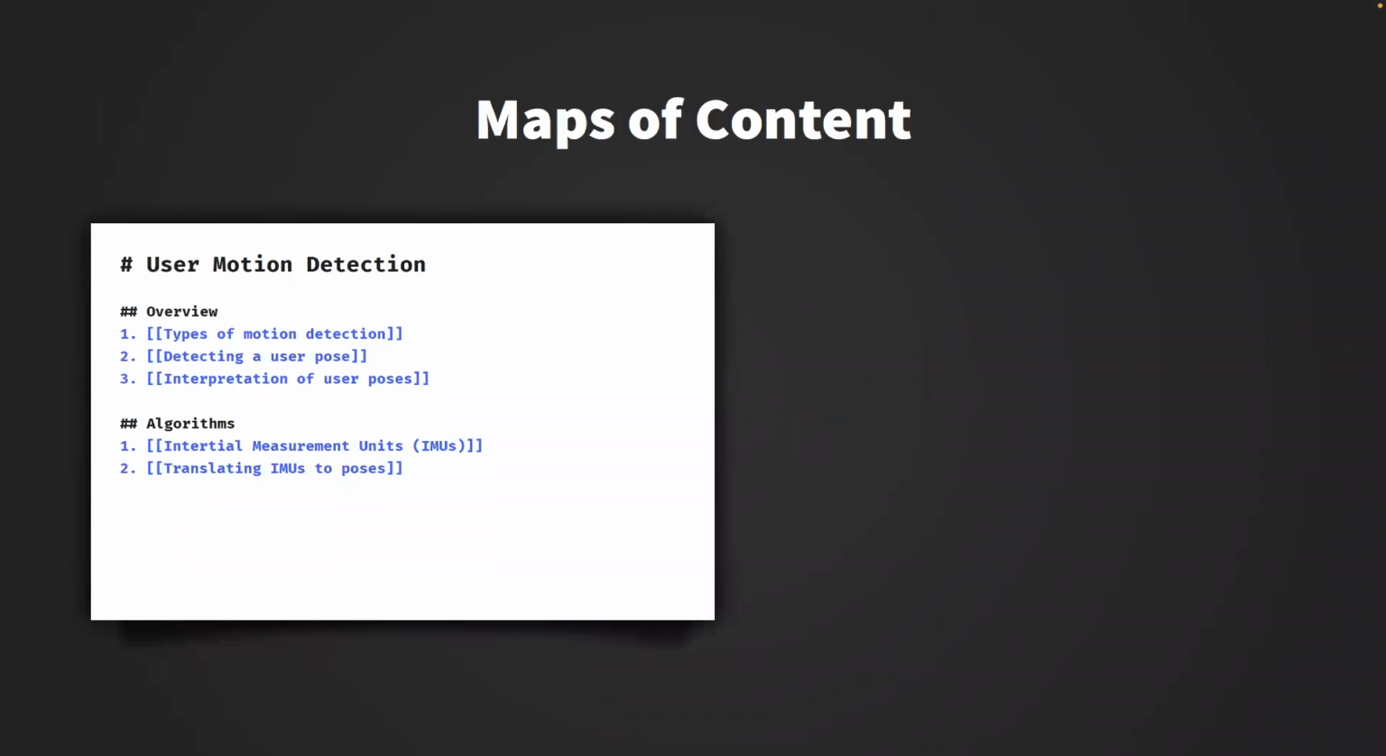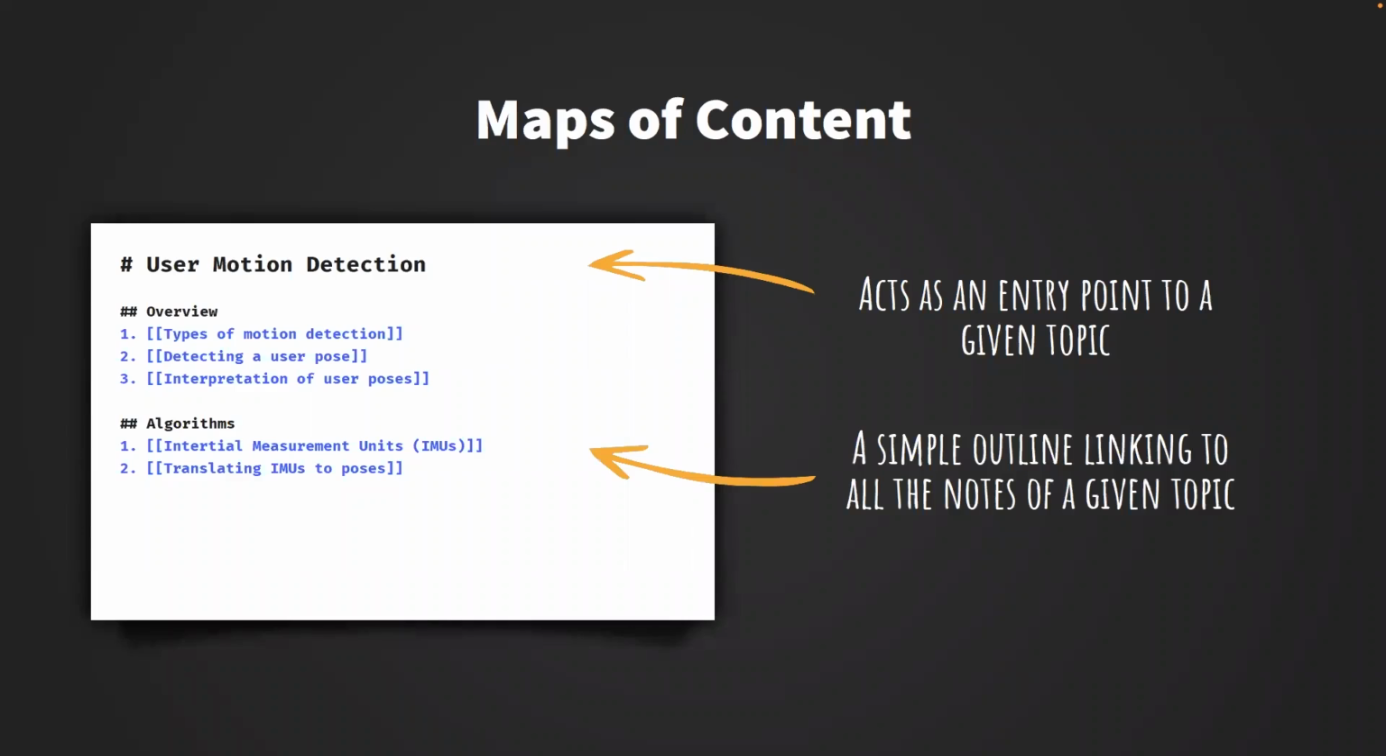And then, maps of content. So these are quite nice. You can potentially create a folder of these things that gives you top-level entry points in, and then just link to the sections that allow you to quickly find where your notes are on a particular subject. So hopefully that's like a hierarchy, narrowing down to where you want. And the cool thing about that is it acts as an entry point to a given topic. So it's just a simple outline to all the notes of that given topic.